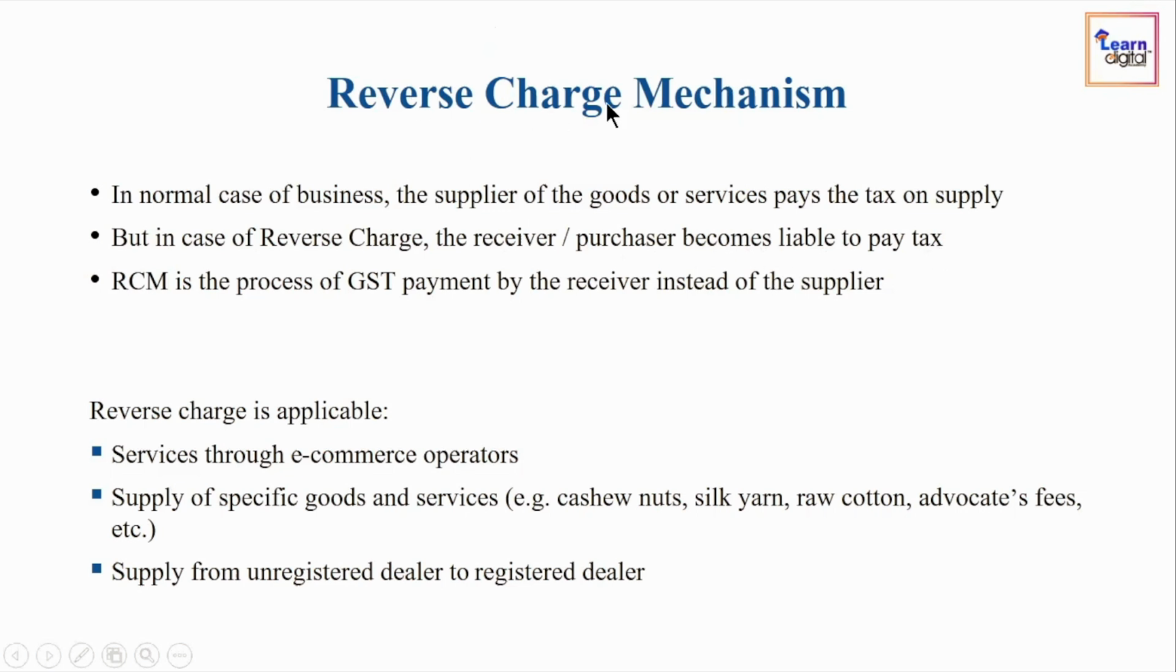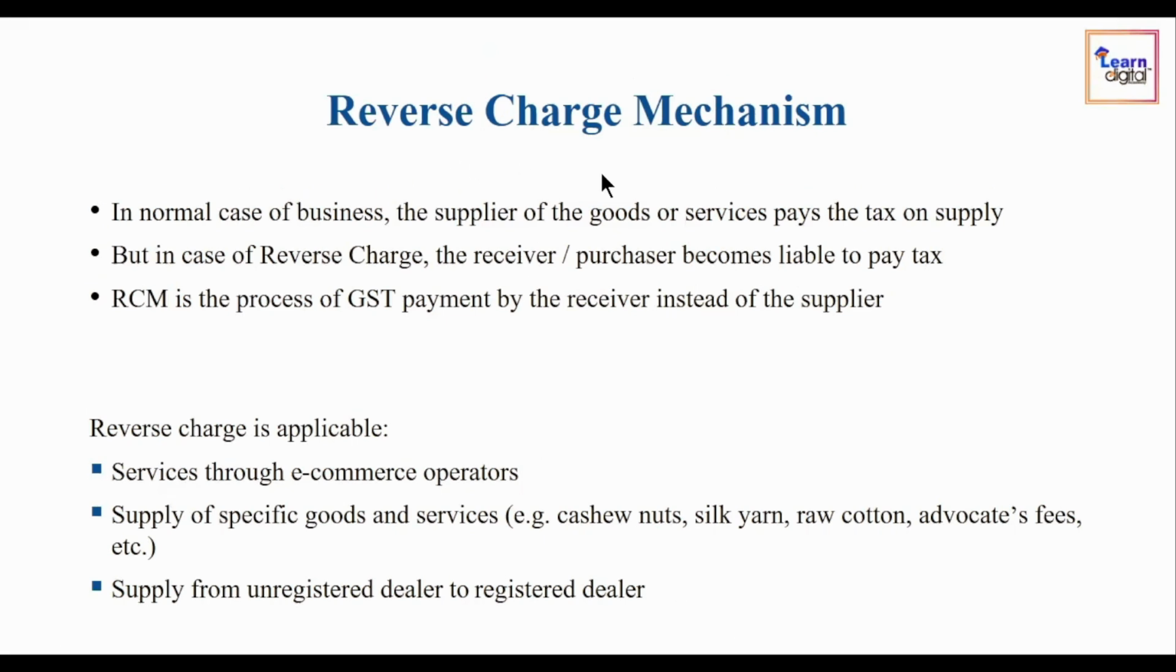In this reverse charge mechanism, the purchaser, the person or the company who buys goods, is liable to pay tax to the government on the goods purchased. Generally, what happens? The purchaser pays the amount to the supplier, right? But in this system, the purchaser pays tax to the government, not to the supplier. And that is why this is the reverse way. So tax is reversed, and that is why it is known as a reverse charge mechanism.